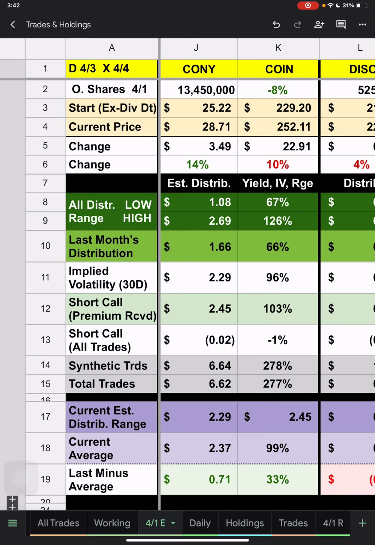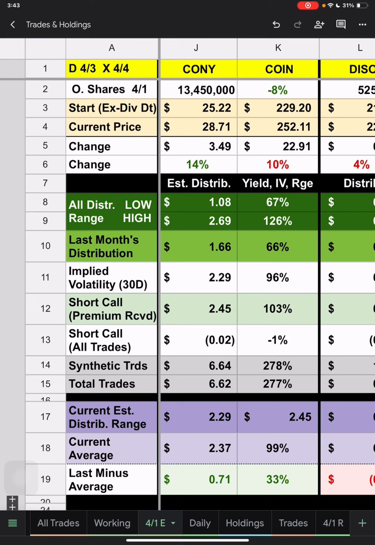All right, so the shares for Coney, apparently people have been selling out. They've gone down 8%. But if we look here between Coney and Coin, it looks like Coney has done better over the past month than Coin has. So we're up 14% for the YieldMax ETF versus 10% for Coin. All right. The short call premium received, $2.45.